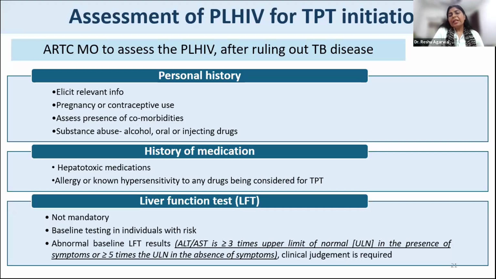But for the PLHIV who are at risk, like somebody who has a comorbid condition, Hep C positive or alcoholic, in such cases, you would want to do a baseline LFT before initiating TPT. And if you have abnormal baseline LFT results, which means that the ALT or AST is more than 3 times the upper limit of normal in the presence of symptoms, or more than 5 times the upper normal limit in the absence of symptoms, in that case, you may want to use clinical judgment, and you may still want to defer TPT for the time being and take a decision at a later stage when the acute condition has subsided.